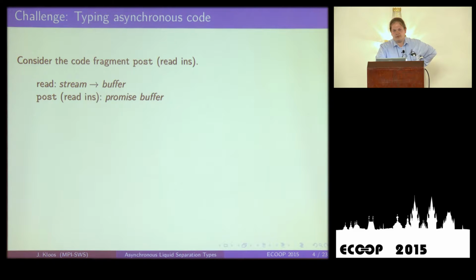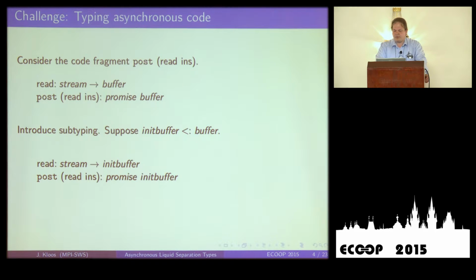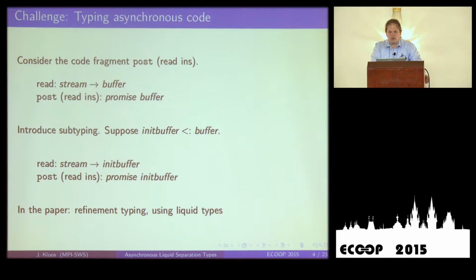So this is pretty straightforward. We can actually do a bit more. We could introduce subtyping. Say we have a subtype of buffer called init buffer, which says the buffer is initialized in some way, it contains valid data. As it turns out, if you type read as taking a stream as an argument and returning an init buffer, then it's perfectly valid to type post of the read as a promise to an init buffer. And actually in the paper, we do a bit more. We use not just simple subtyping, we use refinement typing in the style of liquid types. So far so good. This looks pretty easy.